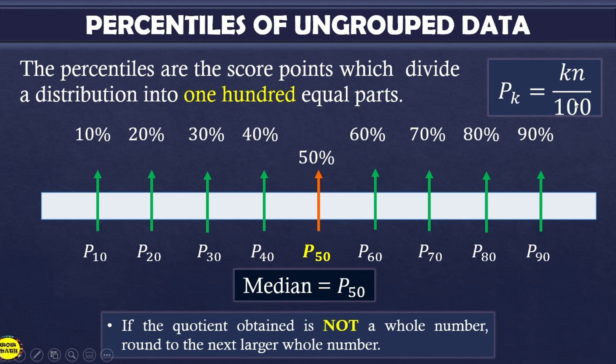Also, tandaan rin natin, kapag yung nakuha niyong sagot ay hindi whole number, ang gagawin lang natin is to round to the next larger whole number. So, kagaya ng ginawa natin sa decile. Halimbawa, yung nakuha niyo is 10.3. So, gagawin na nating 11. Nakuha niyo is 10.4. Gagawin na nating 11. Okay?